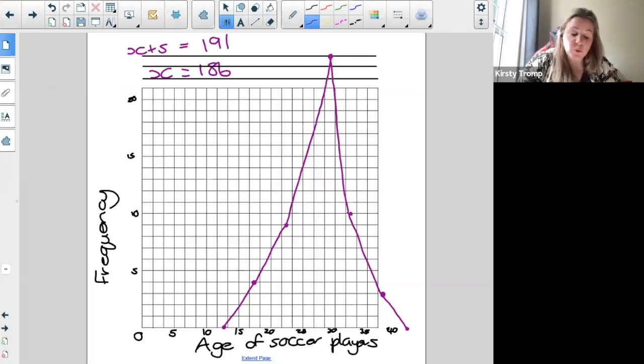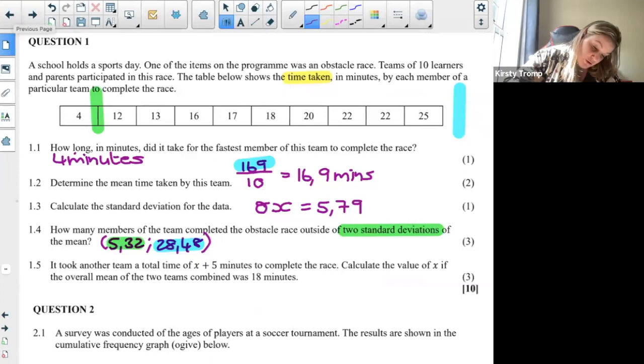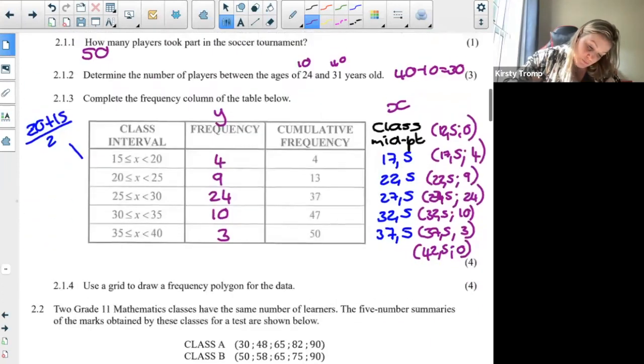Where does the 12,5 come from? What you do is calculate all your midpoints. You see what the difference between them was. It was 5 each time. So to get your anchor, you have 17,5 minus the 5, which gives you 12,5 is to 0. And at the last one, you have 37,5 plus the 5, which gives you 42,5 is to 0.